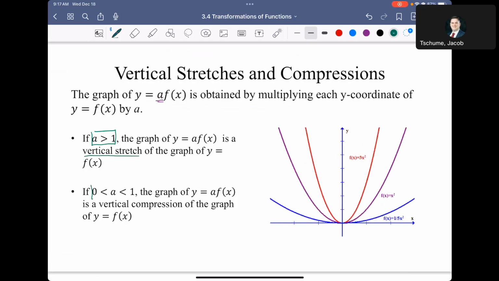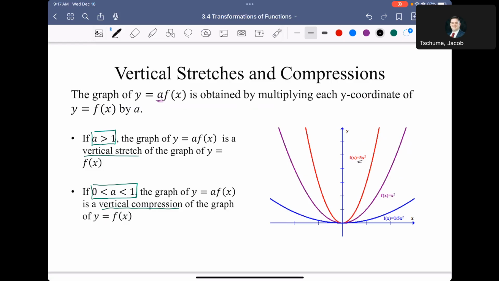If your value of a falls between 0 and 1, you're going to do what's called a vertical compression of the graph instead. Looking at these differences in my picture over here, once again, in purple is the original. I decided to do x squared because it's a little bit easier to see here. The purple graph in the middle is your normal x squared graph. As you can see by the first rule, since we multiplied it by a number that's bigger than 1, in this case 3, it did a vertical stretch.